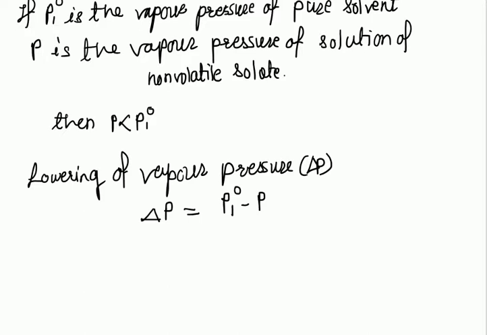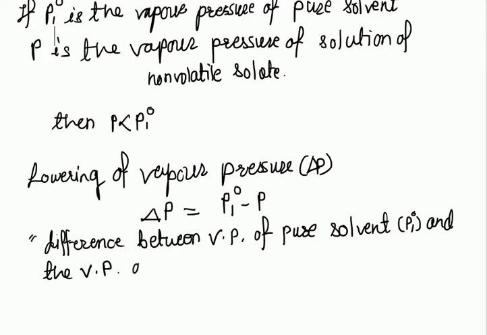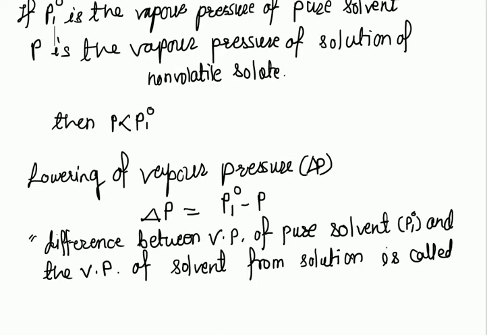We can write the definition. The difference between vapor pressure of pure solvent, that is P10, and the vapor pressure of solvent from solution is called vapor pressure lowering.